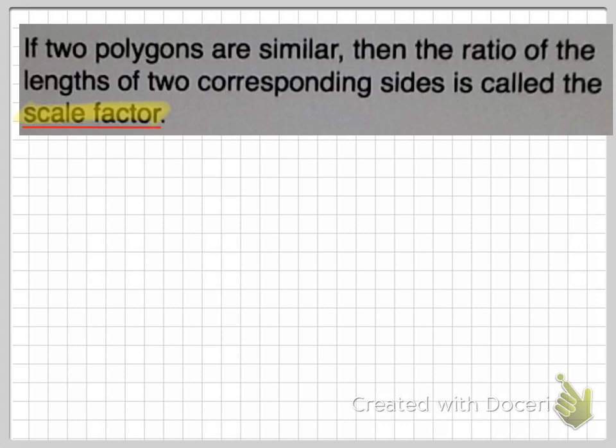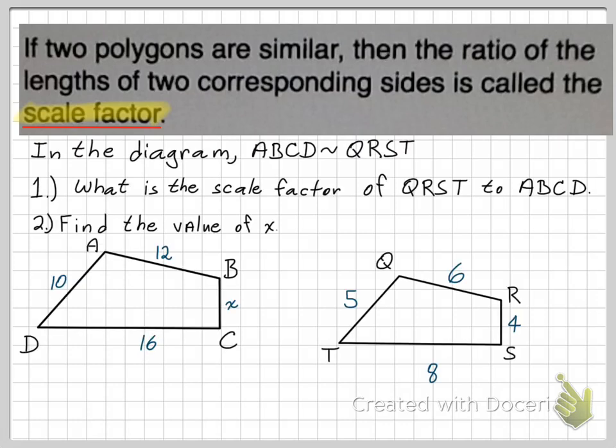And the way I will teach that concept of scale factor is through this problem. In the diagram, polygon ABCD is similar to polygon QRST. 1. What is the scale factor of QRST to ABCD? And 2. Find the value of x. And then here are your two polygons. So please copy those down, and of course if you'd like to pause the presentation, you can do that at any time. But for the sake of this presentation, I'm going to continue.